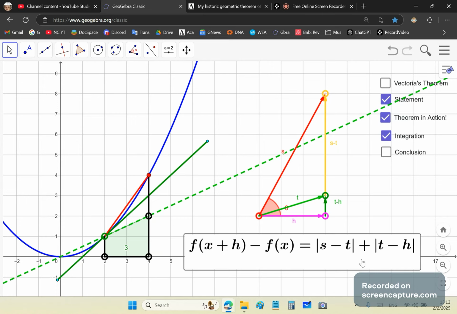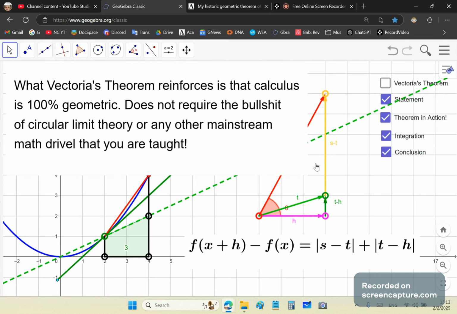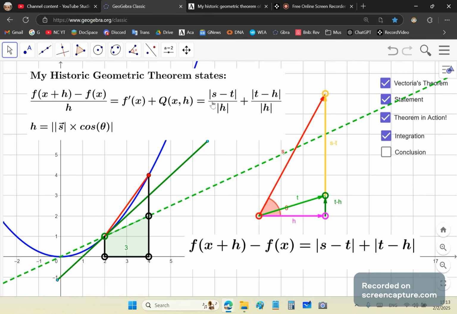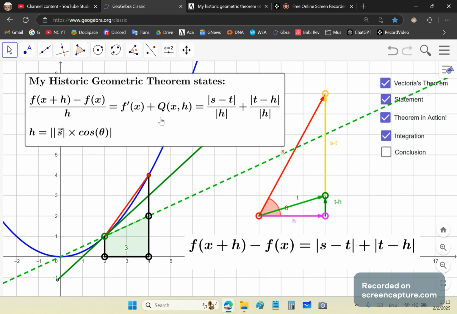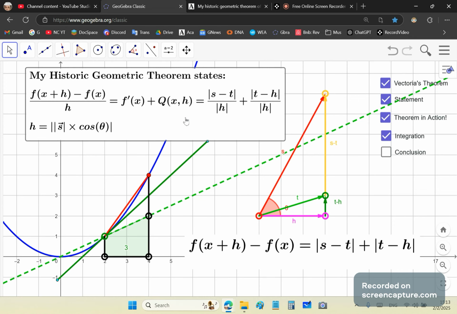Okay, you bullshit mainstream math PhDs. I'm addressing you, morons. You Fields Medal winners. I'm addressing you, you monkeys. I'm not addressing the students. I'm addressing you. You are the baboons, not the students. So that's the conclusion. Calculus does not require the bullshit of circular limit theory or any other mainstream math drivel that you're taught. And this is, again, a confirmation because Vectoria's theorem is based on my, not new calculus, my historic geometric theorem, which actually fixes your bullshit calculus, by the way.